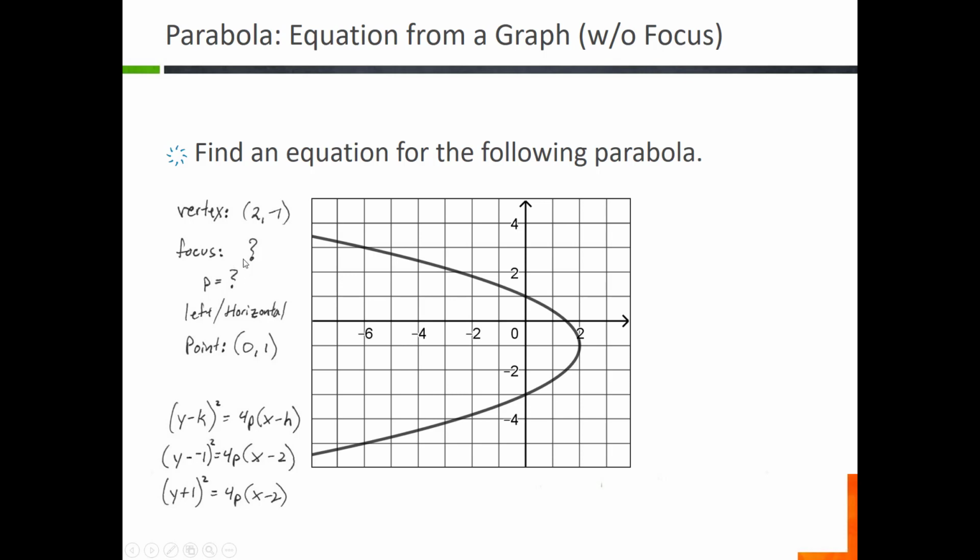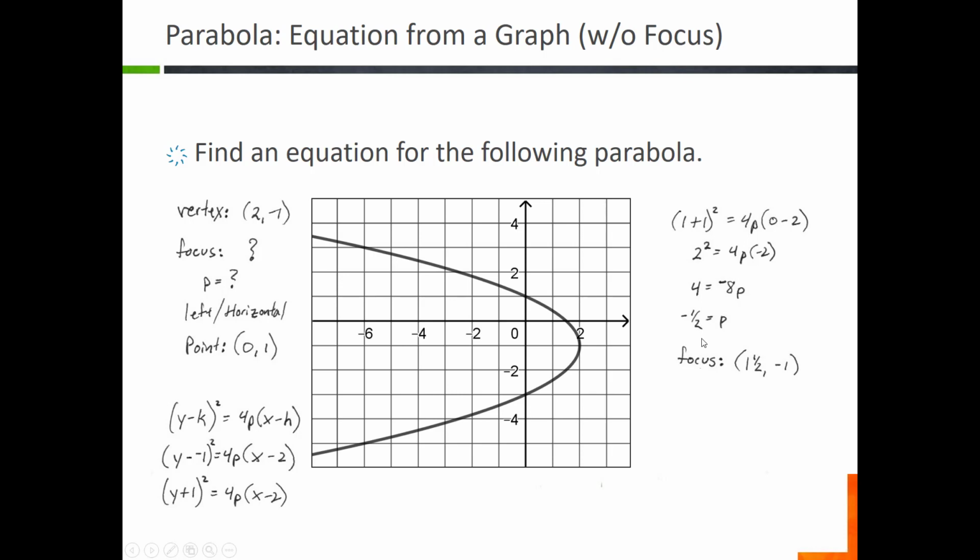And again, we didn't know that because we didn't know the focus or the directrix. But we do have an equation here that has 3 variables. It still has an x and a y and a p. And I have a point on the graph which would represent the x and the y coordinate. So if I take that 0 and that 1 and plug it in for the x and the y, we can then solve for p. So we plug in 1 for the y, 0 for the x, and we simplify, we solve down, we end up getting p is -1/2. So that's what we're going to need to finish our equation.